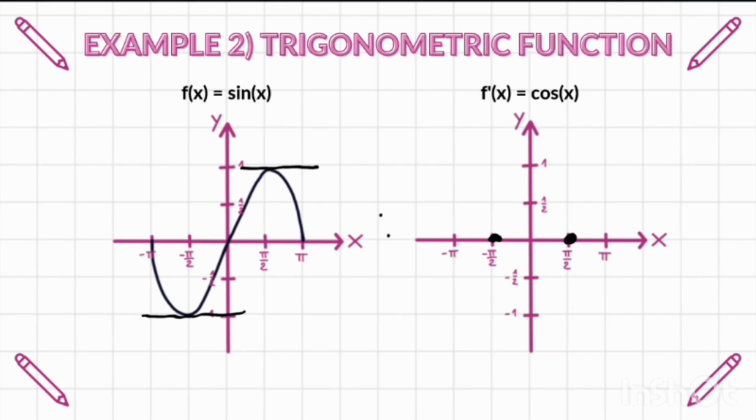Between minus pi over 2 and pi over 2, the function is increasing. So over that interval, the first derivative's values will be positive. Between the intervals minus pi to minus pi over 2 and pi over 2 to pi, the function is decreasing. That's why the first derivative's values in these intervals will be negative. So here.